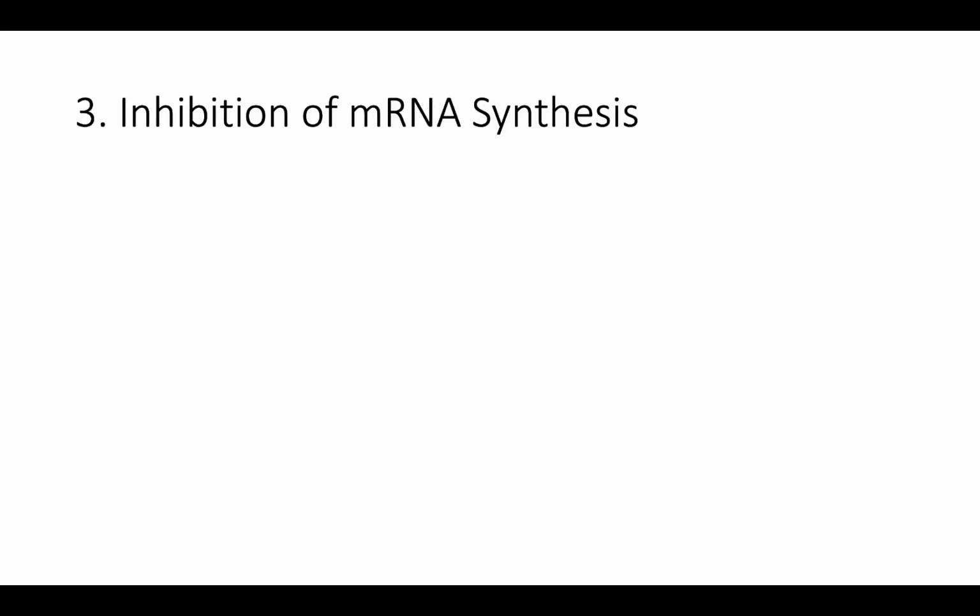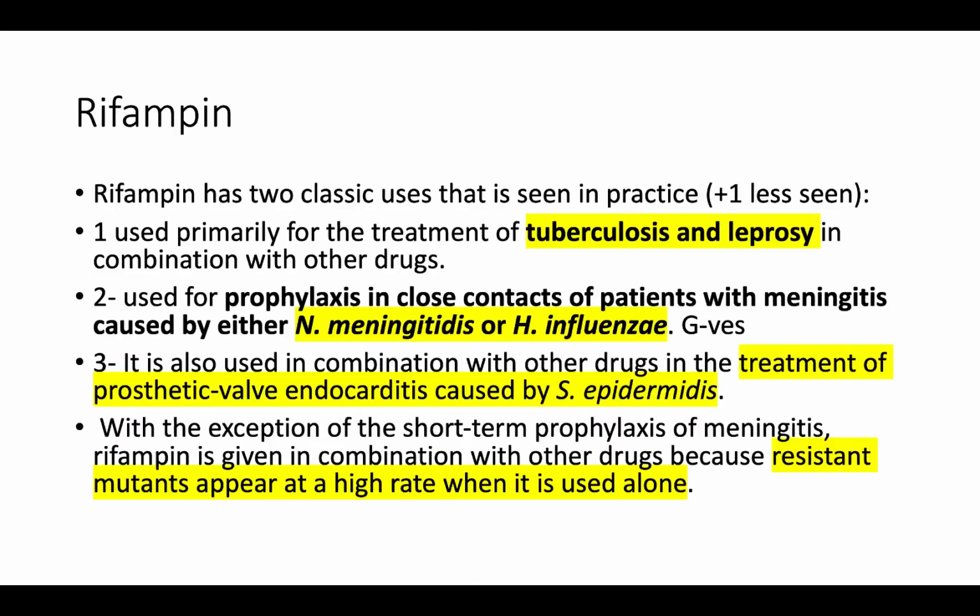Now, drugs that target mRNA synthesis. We said RNA, rifampin. Rifampin has two classic uses, and we must remember them. The first is that it is used primarily for the treatment of tuberculosis and leprosy. Both of them are caused by Mycobacterium tuberculosis and Mycobacterium leprae. So in combination obviously with other drugs.